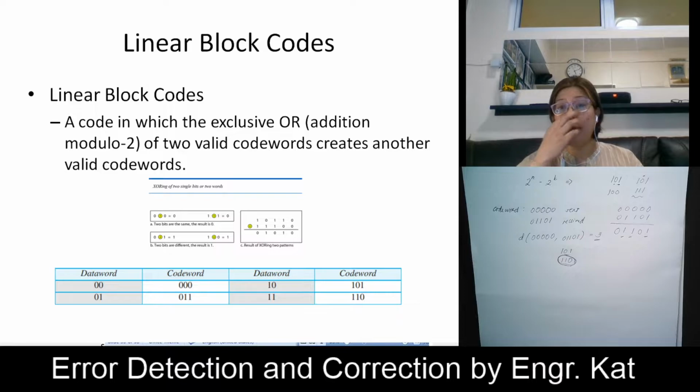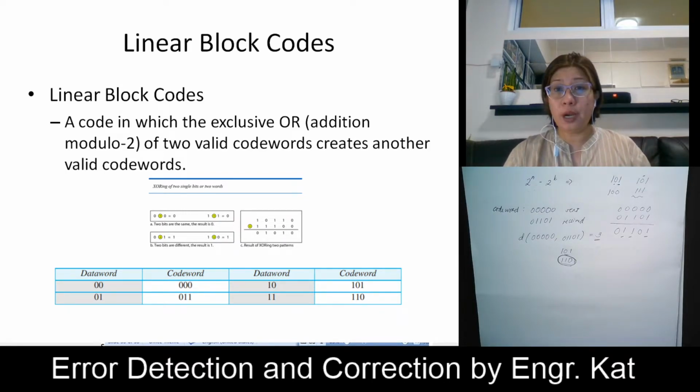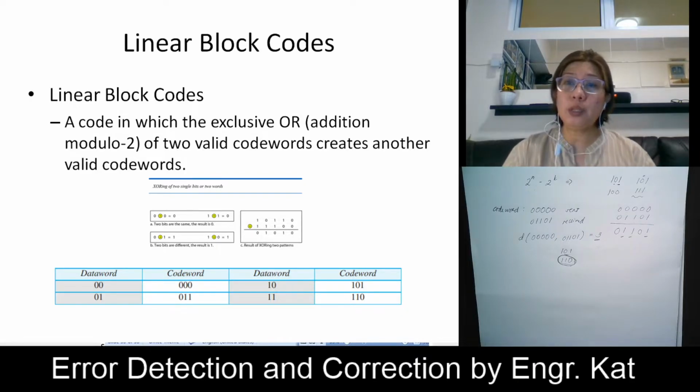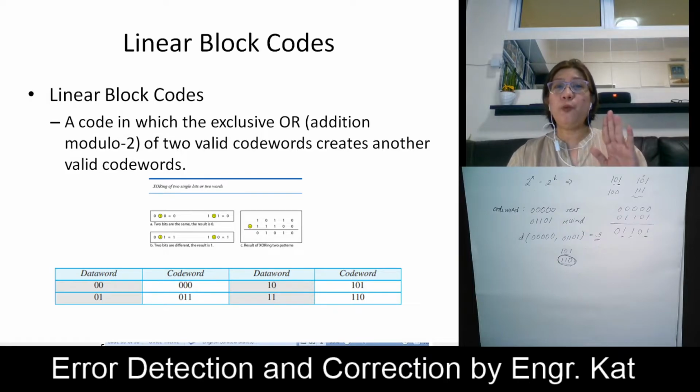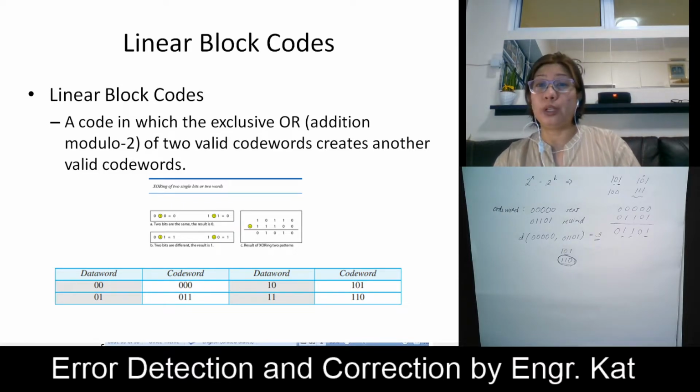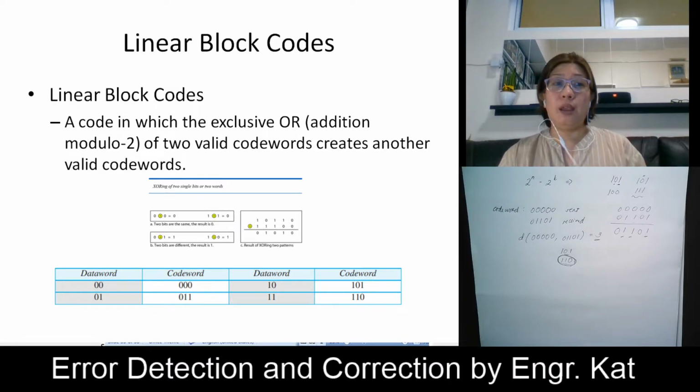Okay, so we have here linear block codes. What do we mean by linear block codes? This is a code in which the exclusive OR, also called addition modulo 2, of two valid code words creates another valid code word. If you're familiar with that from logic circuits, exclusive OR is the same as addition modulo 2. So if we XOR two valid code words, it will create another valid code word. If that is the case, we call that a linear block code.